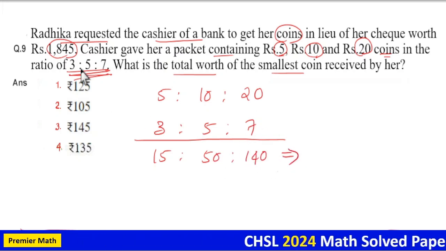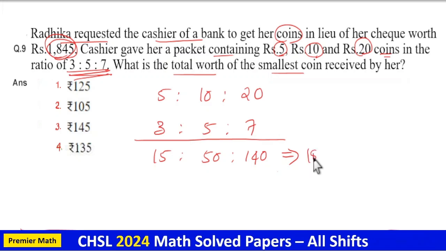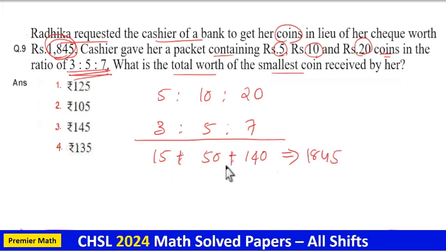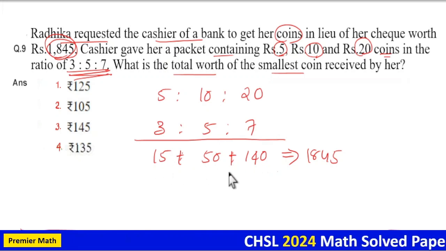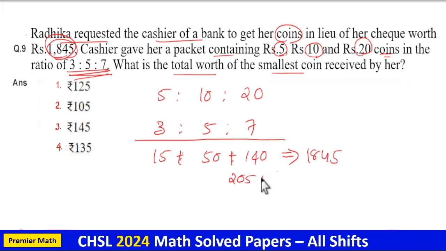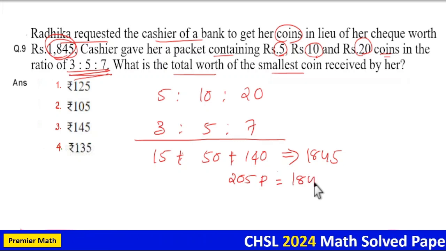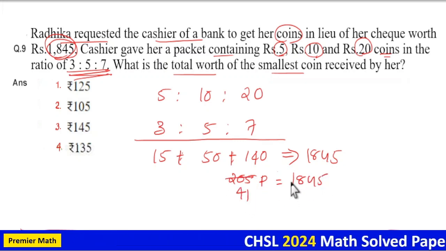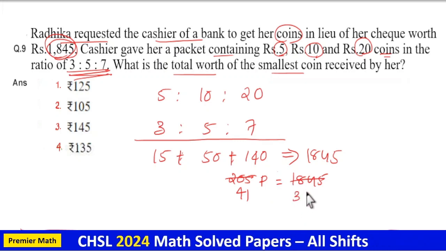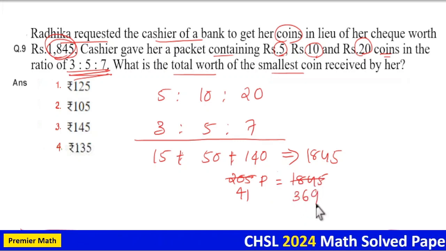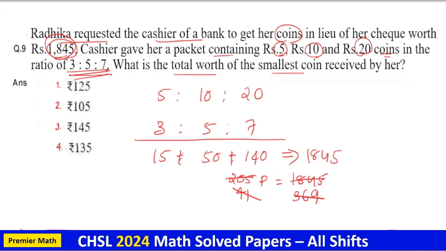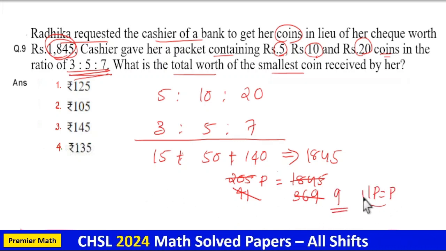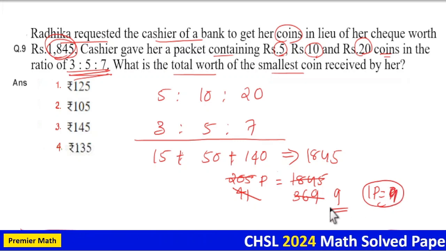Now total value is given in this question, 1845, which means sum of these parts 140 plus 50 plus 15, 140 plus 65 is 205 parts. So 205 parts is equal to 1845. 5 goes 41 times in 205, 5 goes 3 times in 18, 5 goes 6 times in 34, 5 goes 9 times in 45. 41 goes 9 times in 369, which means 1 part is equal to 9.